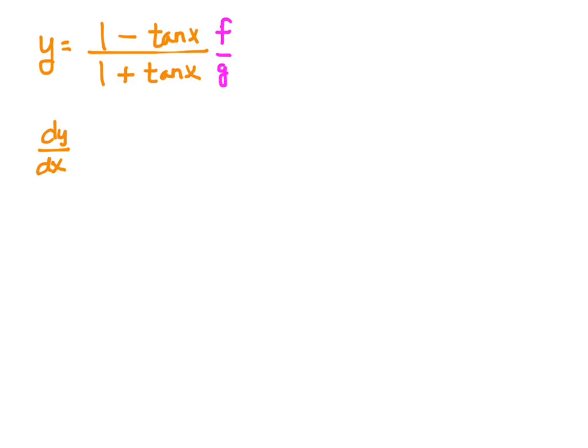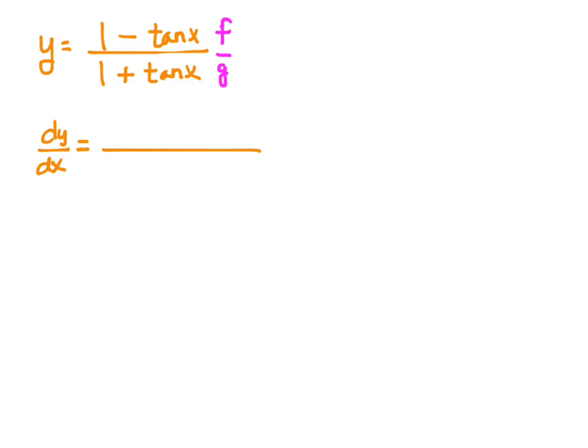Y is equal to 1 minus tangent x over 1 plus tangent x. So in this example, we've got the trig function tangent involved in a quotient. And so I need to be applying the quotient rule. The numerator, of course, is the f, and the denominator is our g. And the quotient rule is f prime g minus g prime f over g squared.